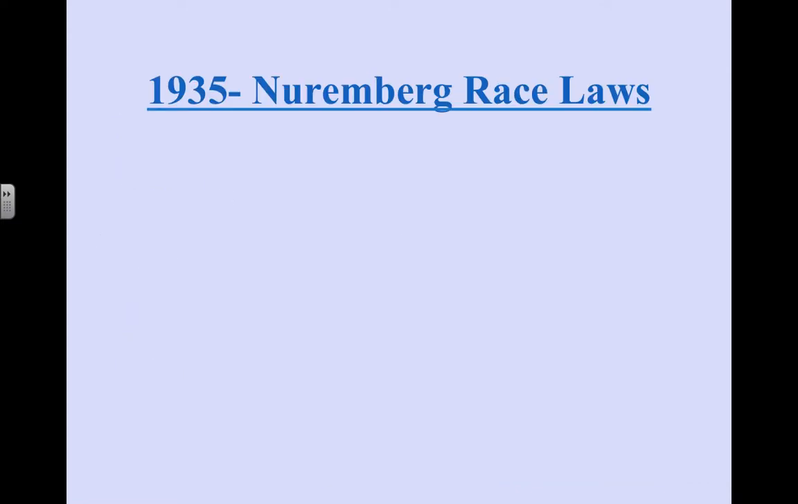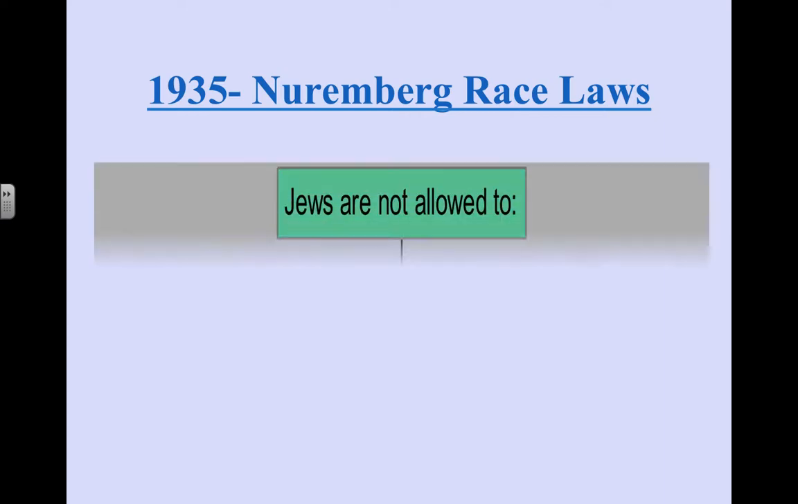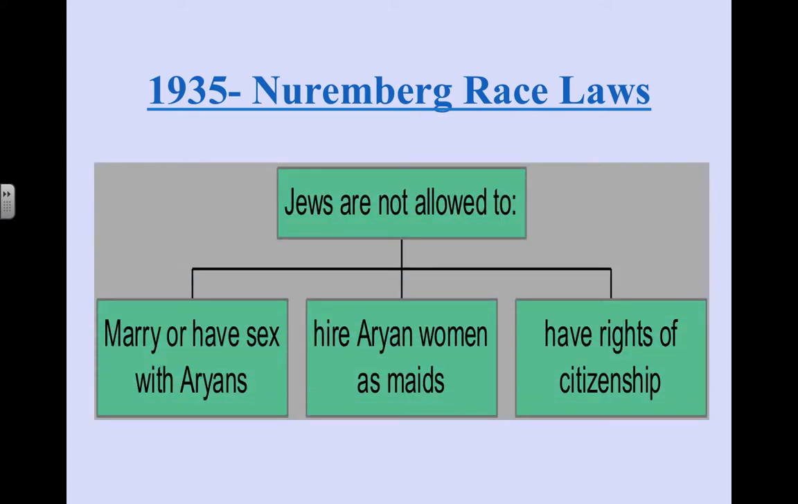The 1935 Nuremberg race laws. Jews are not allowed to marry or have sex with Aryans. Aryan in this case means white Caucasian people. Jews are not allowed to hire Aryan women as maids, and Jews are not allowed to have rights of citizenship. That means basically you have the right to live here, like we are all citizens of America. Jews used to be citizens of Germany, but now they are not. Or they were not in 1935.